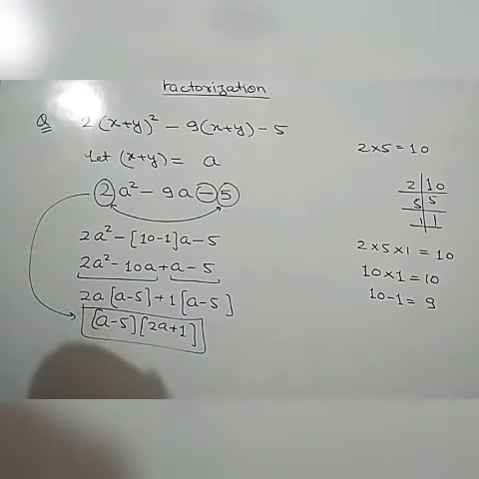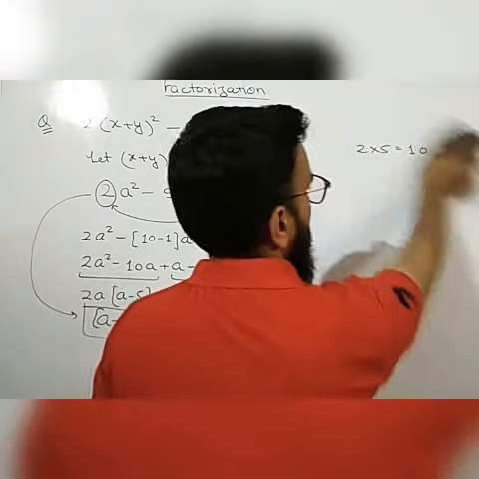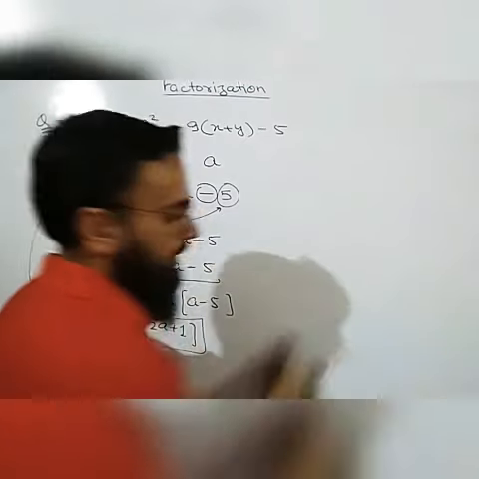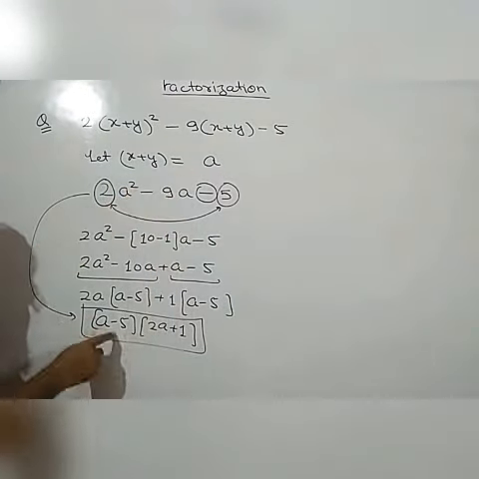Then we will get the correct answer. If you leave the question at this point, then half of the marks will be deducted. So you have to put the value of a in the given expression which you have solved. So what is the value of a? It is x plus 5.